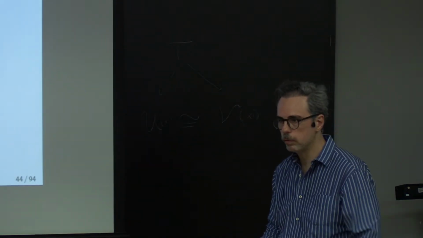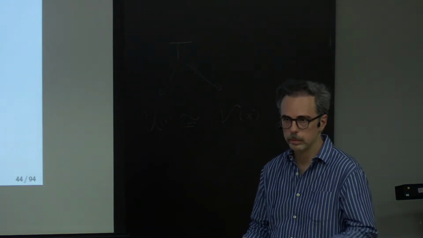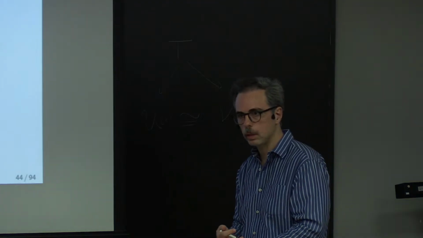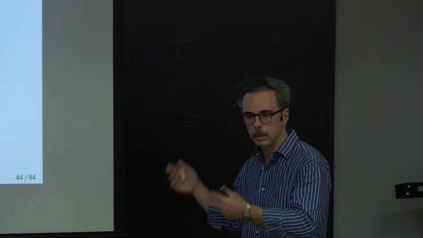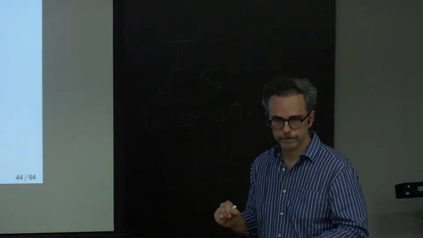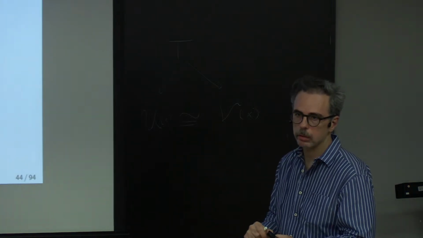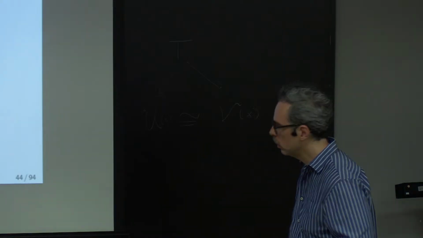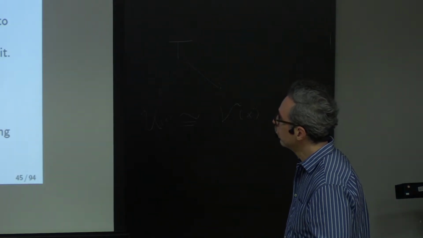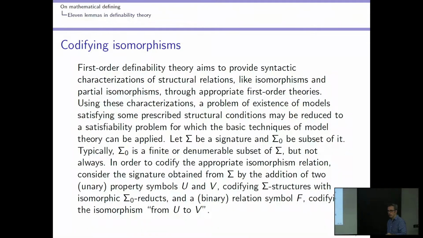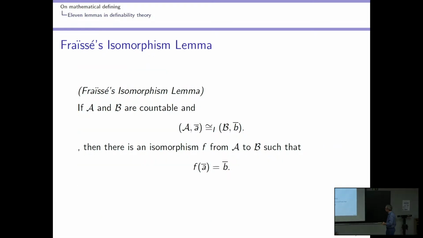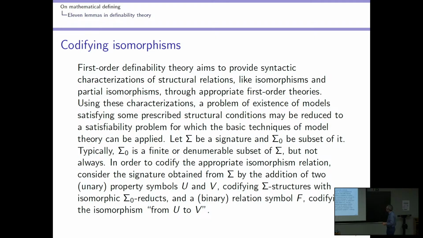This is behind Beth's definability theorem, Lindström's characterization of first-order logic, Robinson's joint consistency theorem. So all these results can be proved by this technique, right? The core of the first-order definability theorem, the Craig interpolation theorem. So this is our way in definability theory here. First-order definability theory aims to provide syntactic characterization of structural relations like isomorphism, partial isomorphism, etc. through appropriate first-order theories. This is the picture that I have given here.